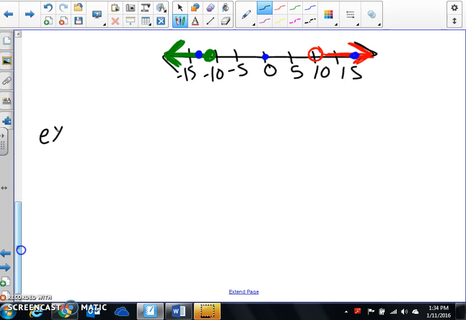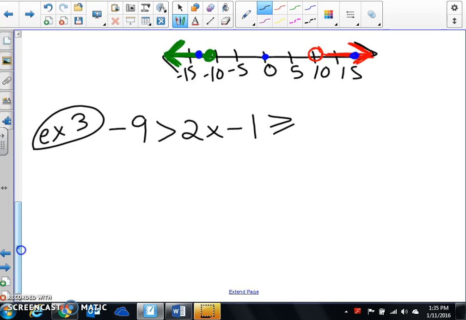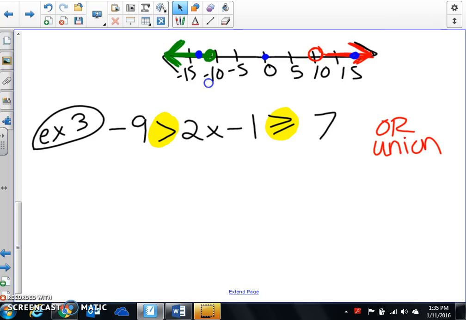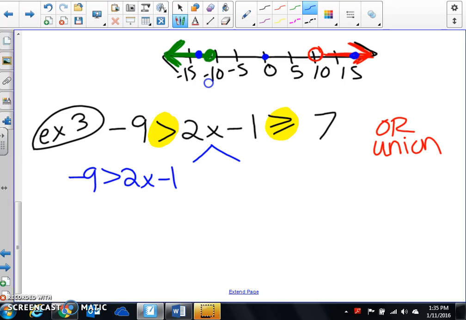All right, example 3. -9 is greater than 2x minus 1 is greater than or equal to 7. Okay, so I don't see the word "or" or "and," so I have to go off what my inequalities are. This is greater or greater, so I know this is going to be a union. Now I go ahead and I split them up. Over here I've got -9 is greater than 2x minus 1. Over here, I've got 2x minus 1 is greater than or equal to 7.